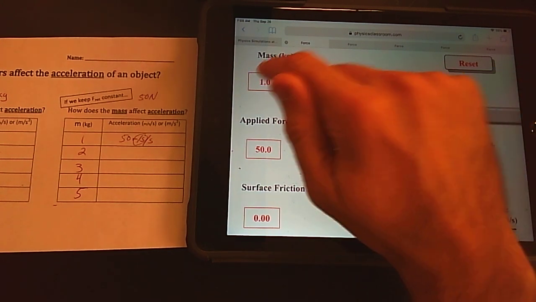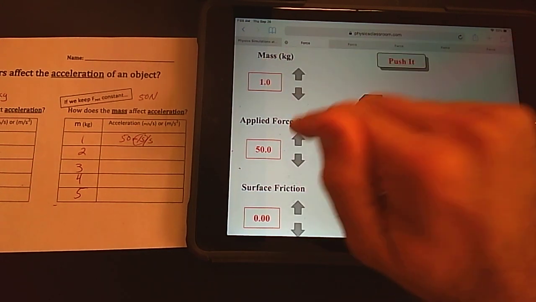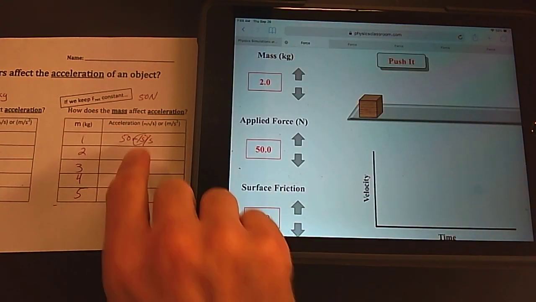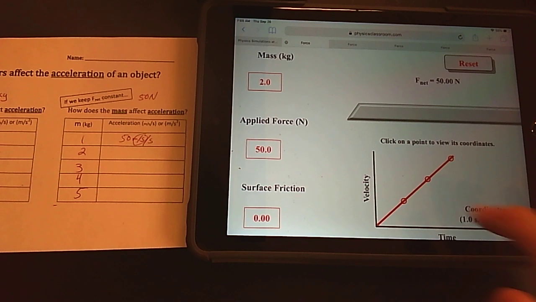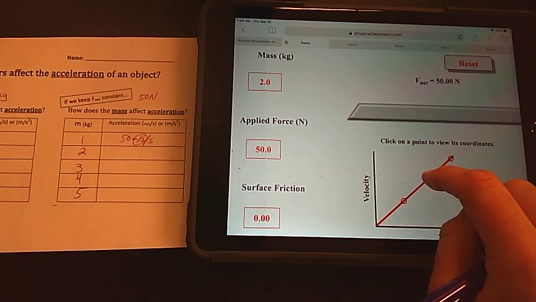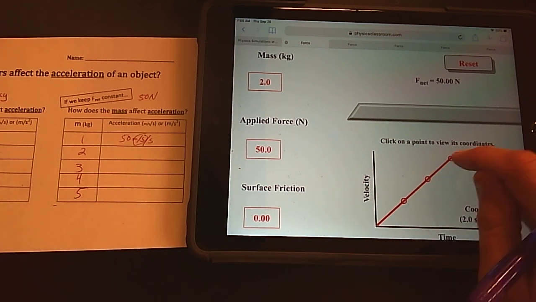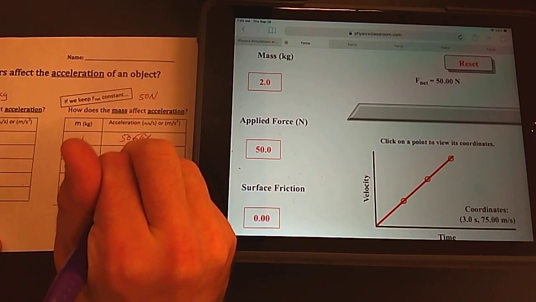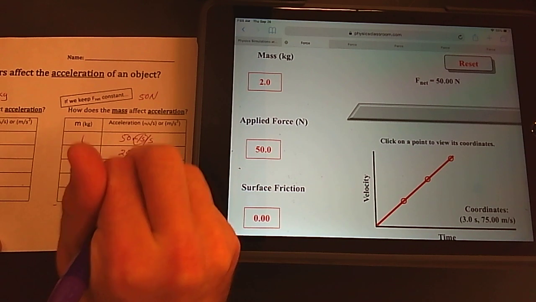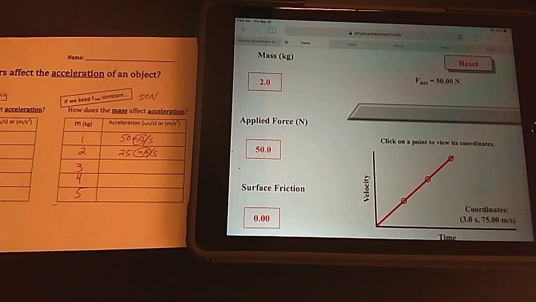So we'll do one more. In this case, I'm going to click reset, keep the applied force constant in this experiment, but I'm going to change the mass to 2 kilograms, push it, and then I got 25 meters per second, 50 meters per second, 75 meters per second. So I'm going up by 25 meters per second every second. That's my new acceleration. All right.